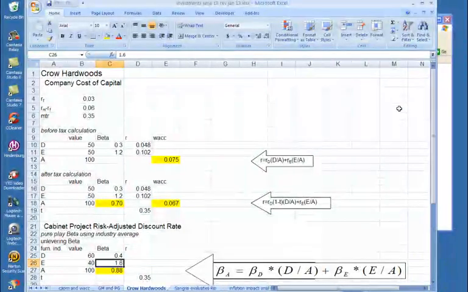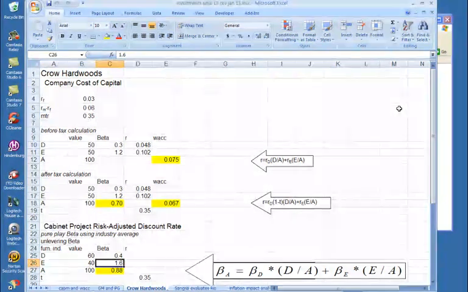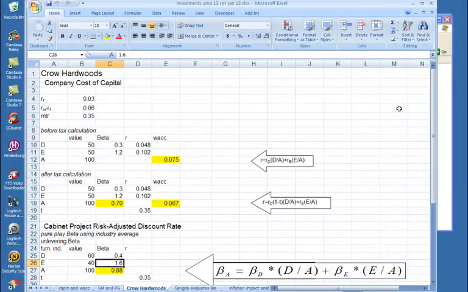Let's revisit our Crow Hardwoods example to see how this pure play approach can be applied. Recall that Crow has been in the business of producing hardwoods for the cabinet making industry. It is considering integrating downstream vertically into the cabinet making business. To value this business opportunity, Crow can apply a risk-adjusted discount rate.